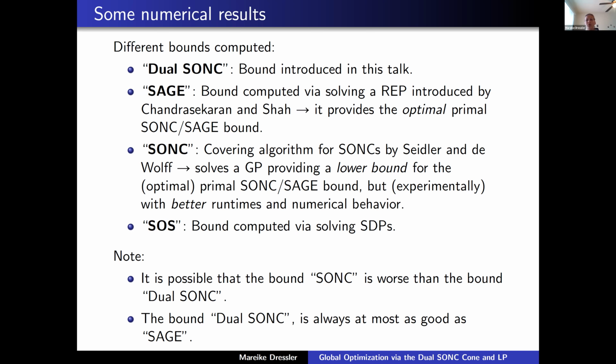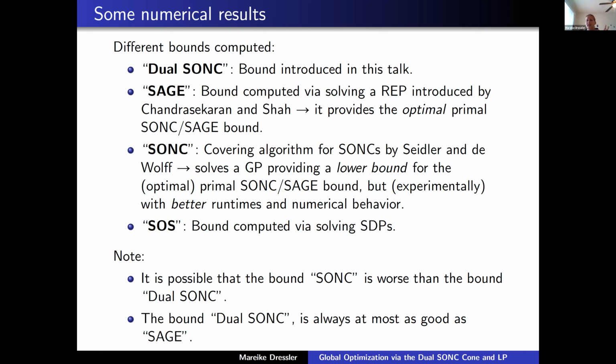And two notes before coming to examples, namely, first, it is possible that this bound SONC is worse than the bound dual SONC, which might be a little bit strange because the dual SONC cone lies in the primal.